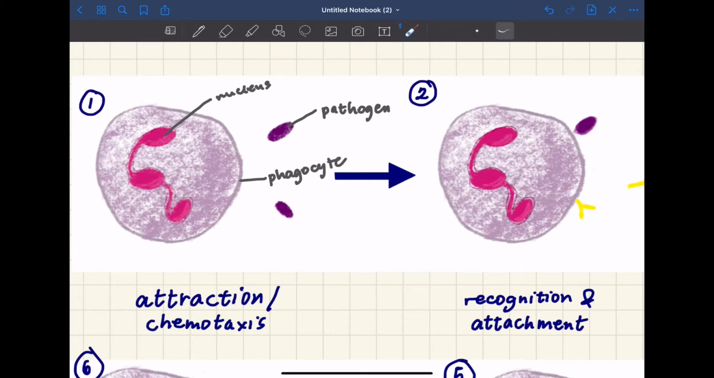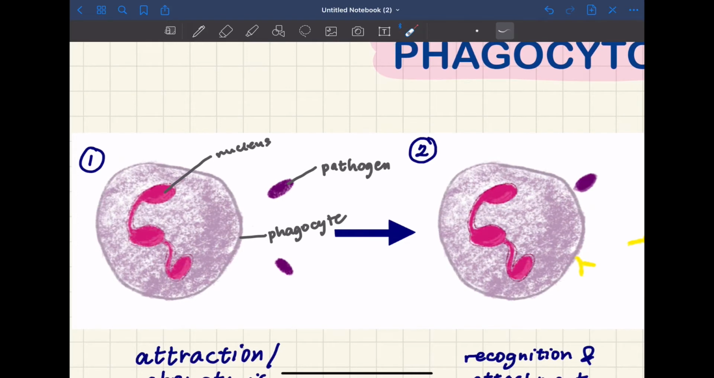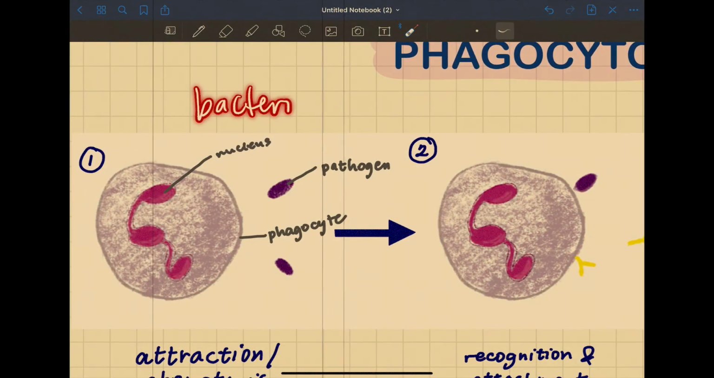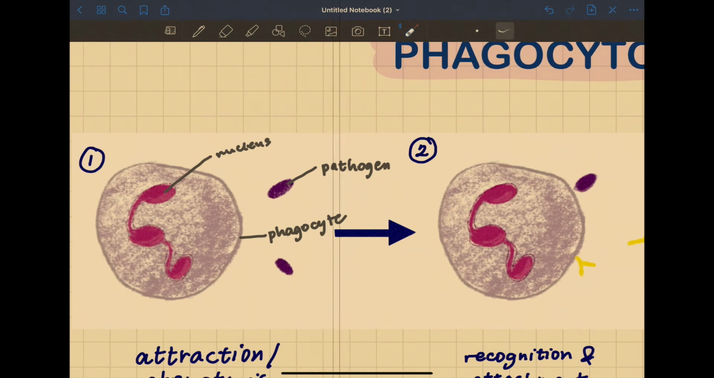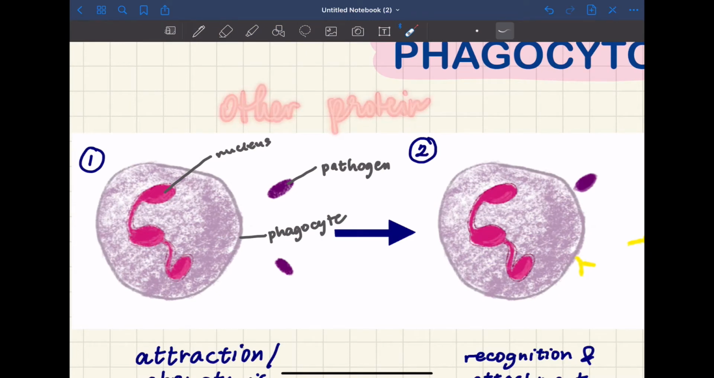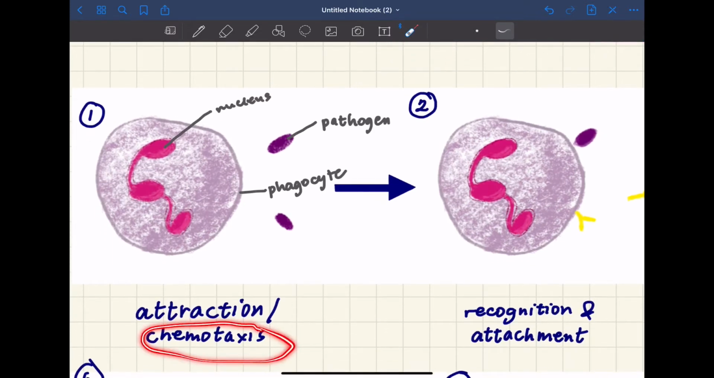Okay? And for phagocytes, chemical attractants can include substances that can signal the presence of a pathogen. And once they do detect these chemical attractants, they gain the ability to leave the capillaries and enter the tissues toward the site of infection. This process is known as chemotaxis.